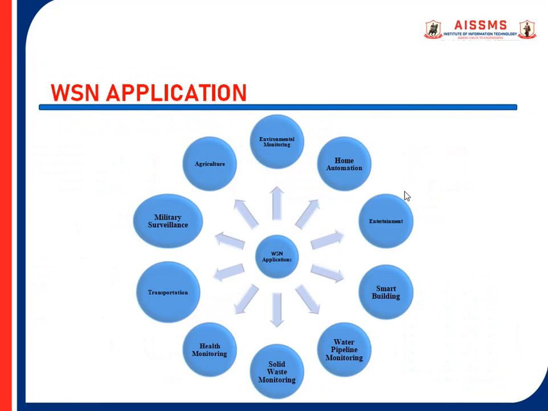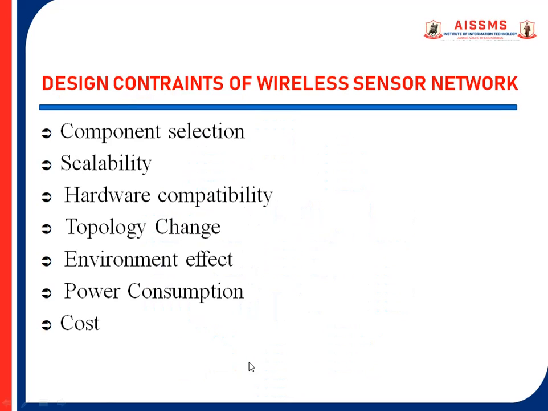These are the different wireless sensor network applications, such as environmental, home automation, entertainment, smart building, military, agriculture. In this video, we are going to discuss the health monitoring system case study.